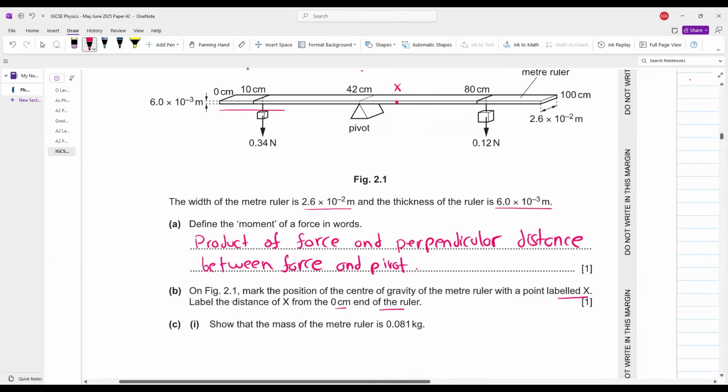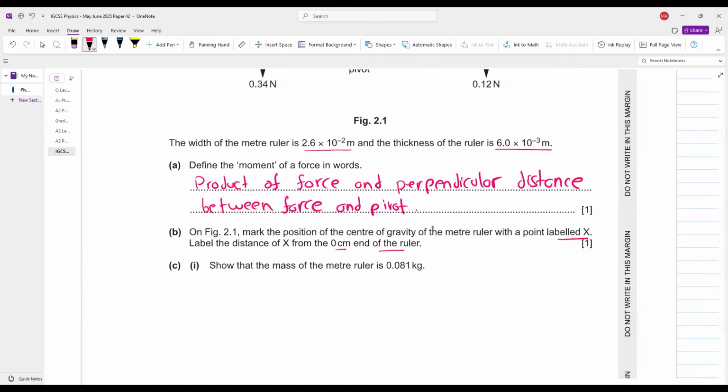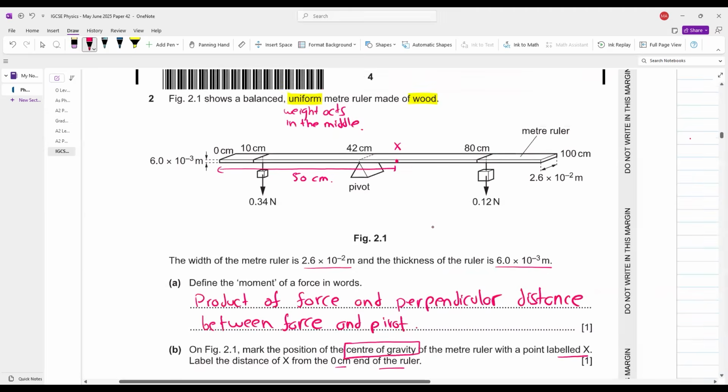The distance of point x from the 0 centimeter mark will be what? 50 centimeter. Why? Because this is a uniform meter rule. In a uniform meter rule, the weight and mass act in the middle. That means the center of gravity will also be in the middle.